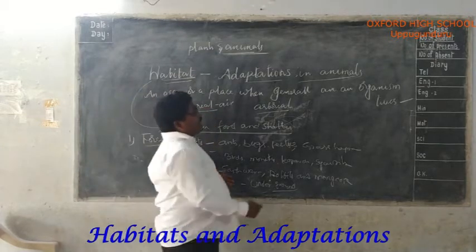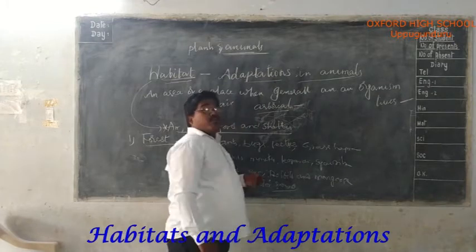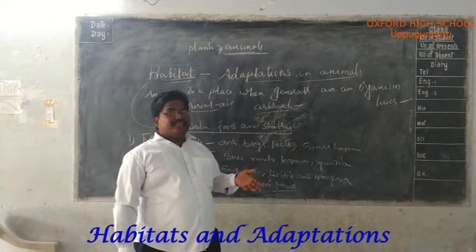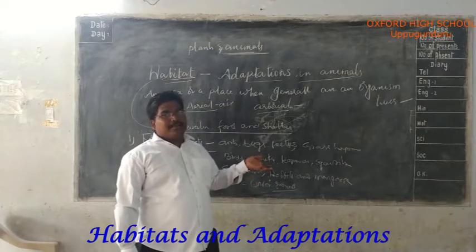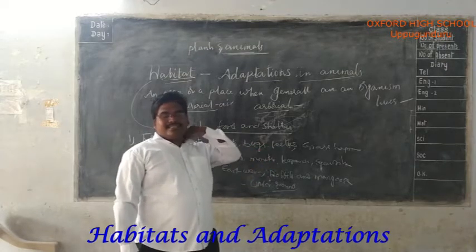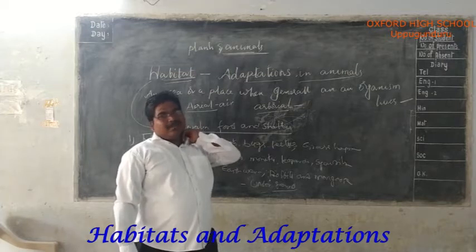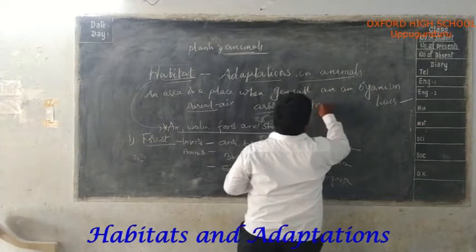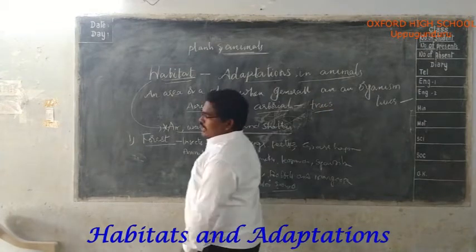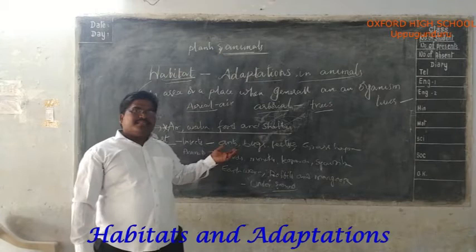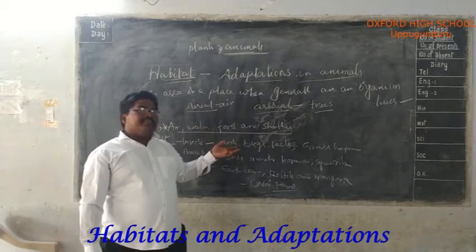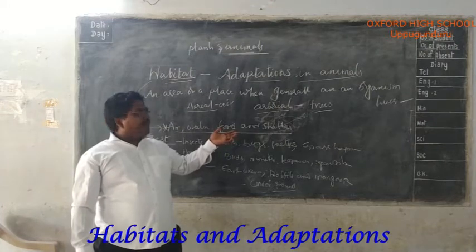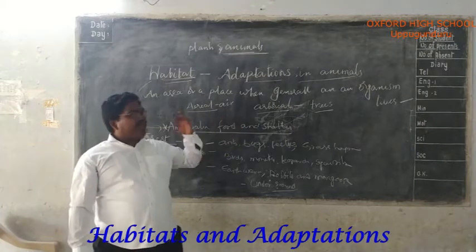Then arboreal animals: most of these organisms spend their lives on the trees. For example, spider monkeys, leopards, squirrels, chameleons. These are the examples of arboreal animals. They live on trees. Snakes, chameleons, squirrels, monkeys.